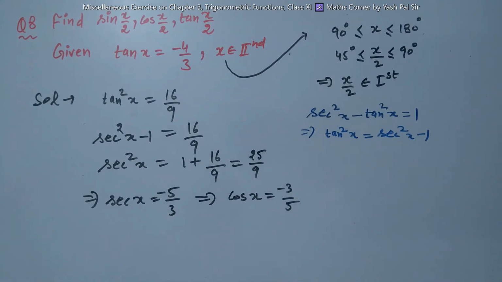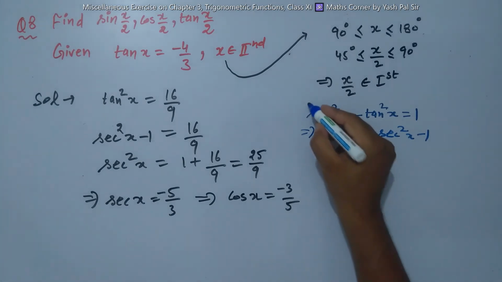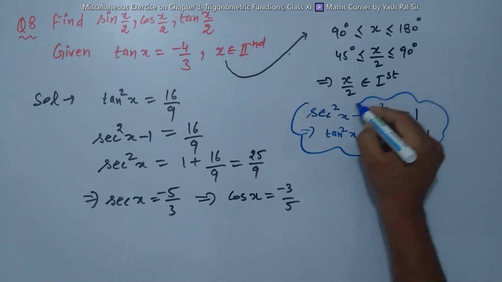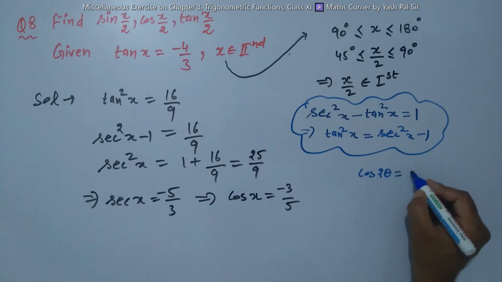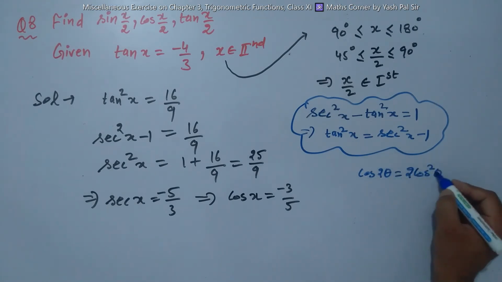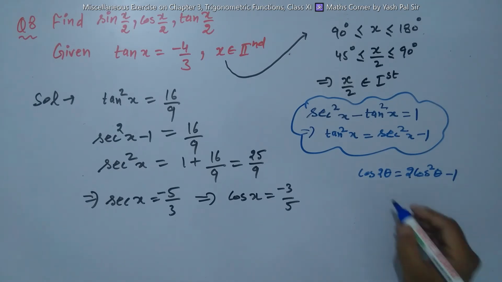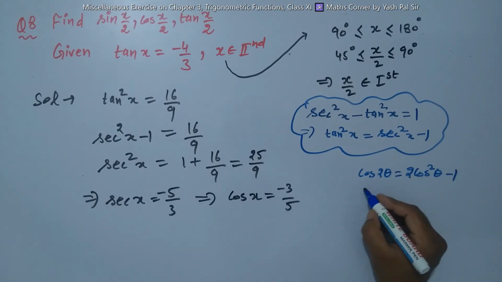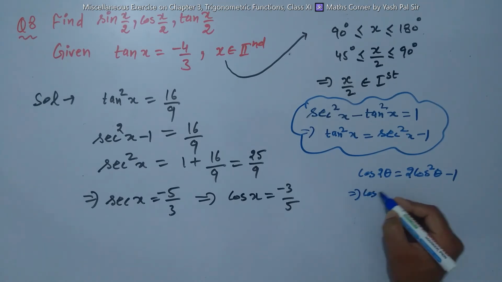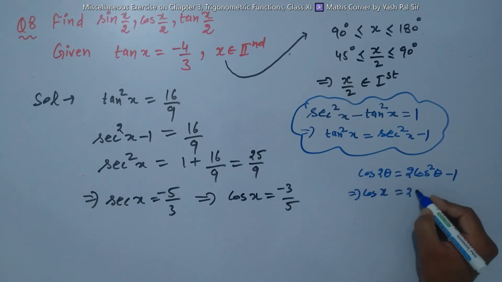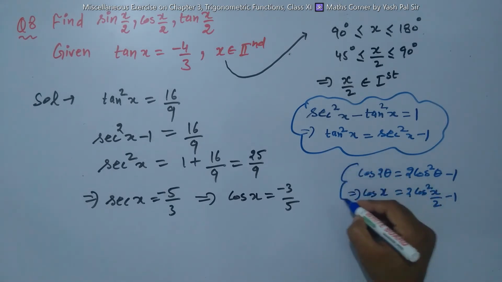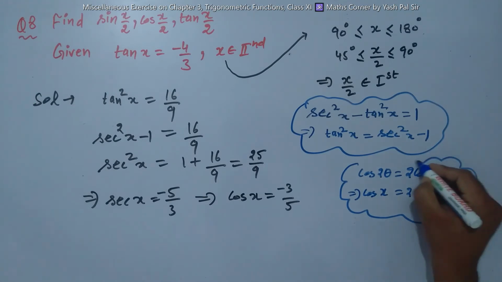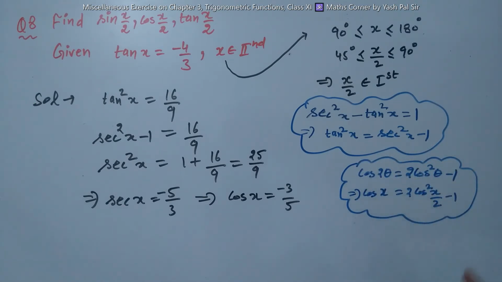So why are we doing this? Because we know that cos of 2 theta is equal to 2 cos square theta minus 1. So if 2 theta is equal to x, then cos x is equal to 2 cos square of x by 2 minus 1. So this is the way we can make the angle half.